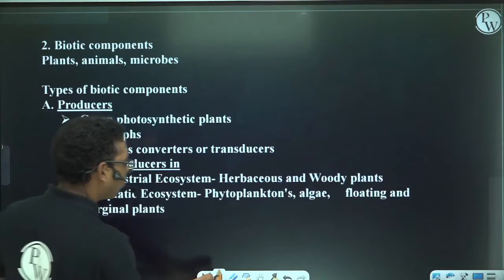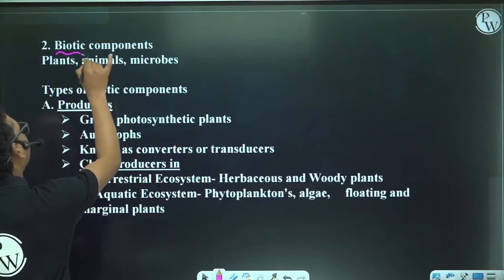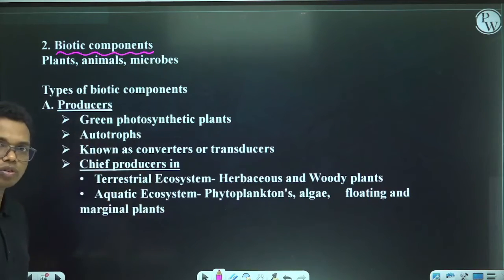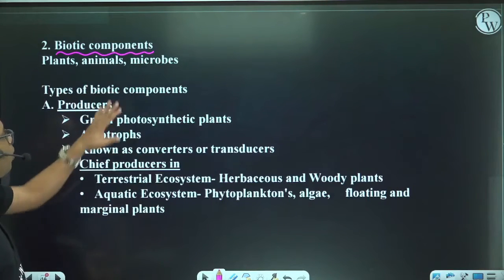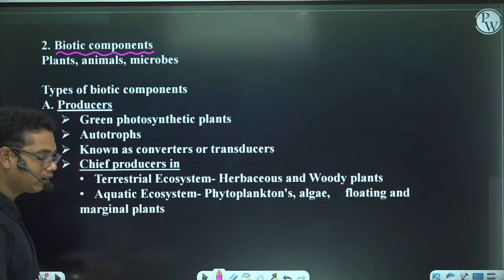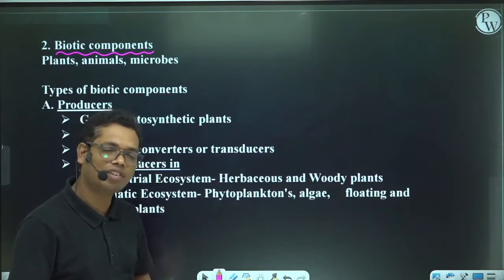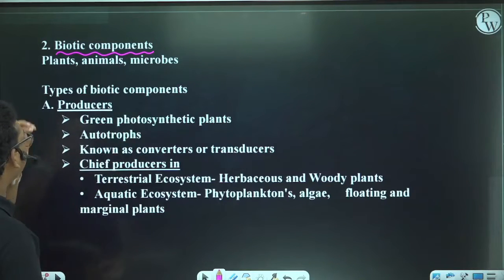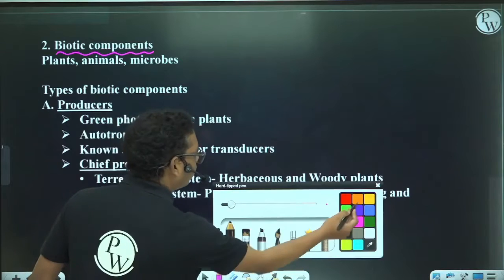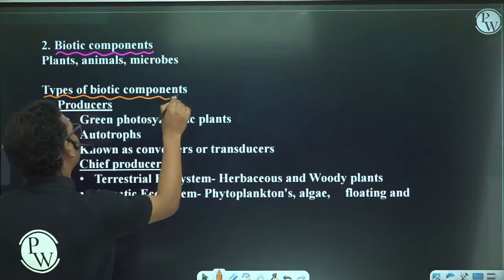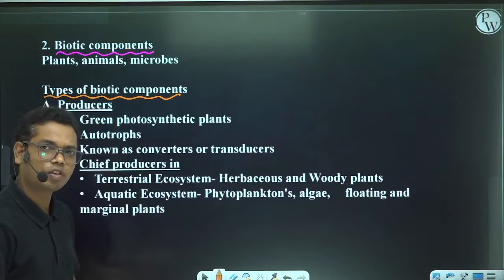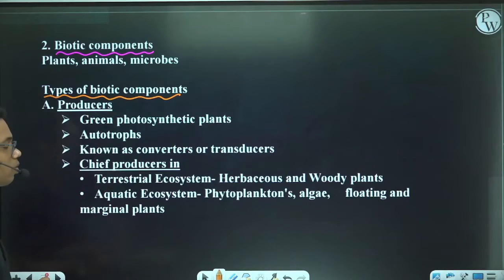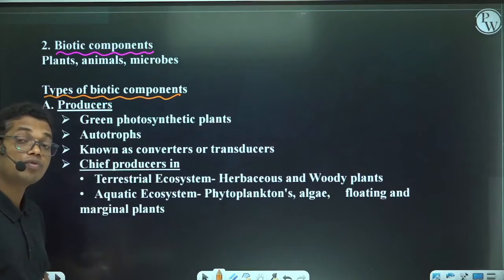Apart from abiotic factors, I will also have biotic components in ecosystem. The biotic components will be having life. They can belong to plants, animals, or microbes. In microbes I can include Monera, Protista, and fungi. The biotic components are further classified into various groups like producers, consumers, detritivores, parasites, etc. So let us talk about the producers first. What do you mean by producers? Those organisms which can produce their own food by the process of photosynthesis.